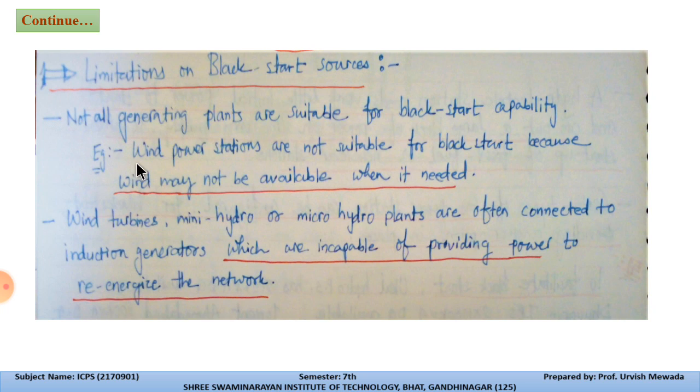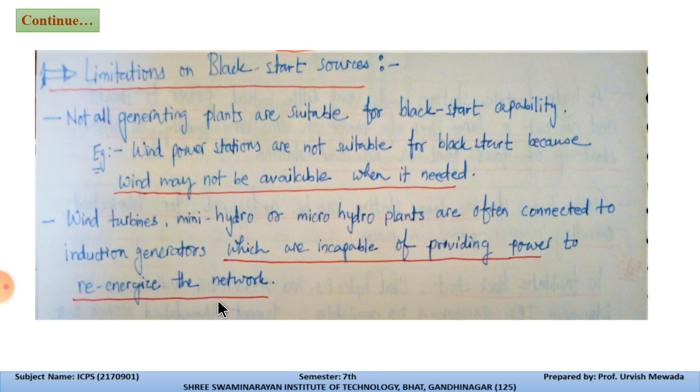So wind power stations are not suitable for the black start, because throughout the day wind flow or wind pressure is uneven, so we cannot rely on the wind power station. So wind may not be available when it is needed, maybe it is available, or maybe it is not available, so it is not useful for the black start. So wind turbines and mini hydro or micro hydro plants are often connected to induction generators, which are incapable of providing power to re-energize the network.